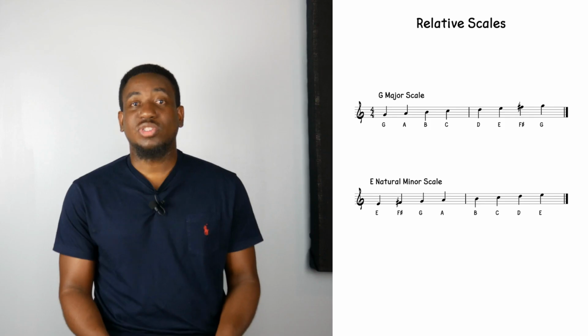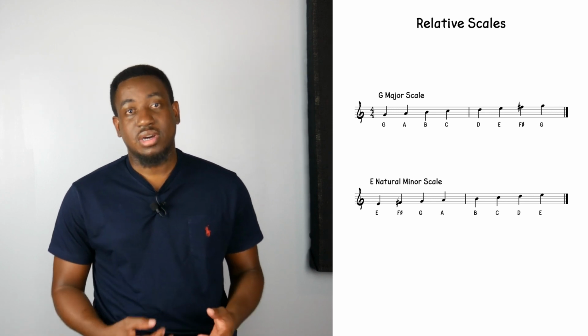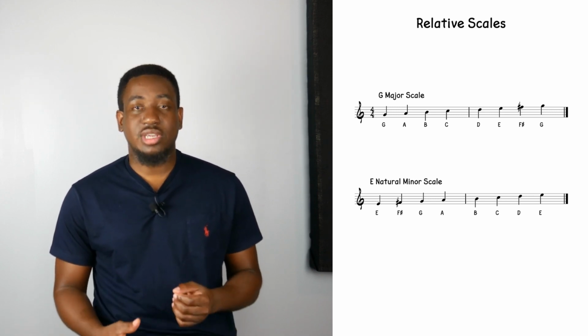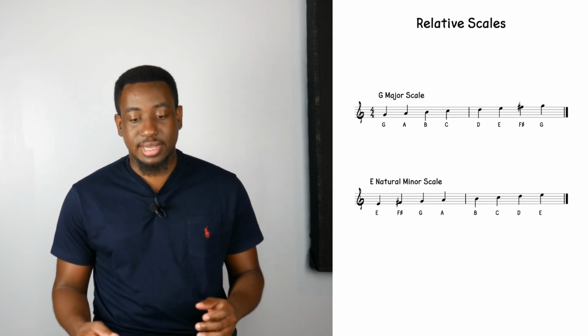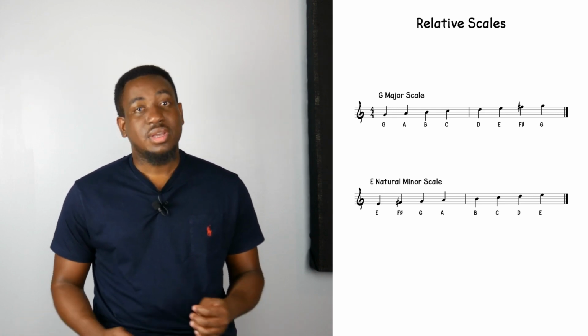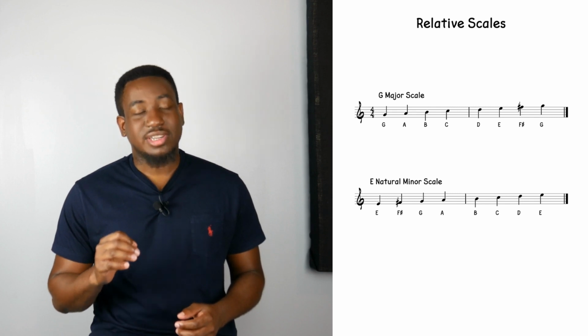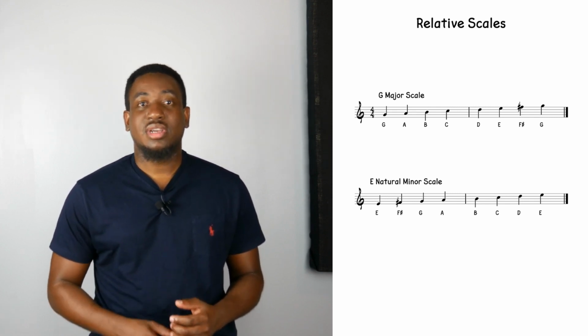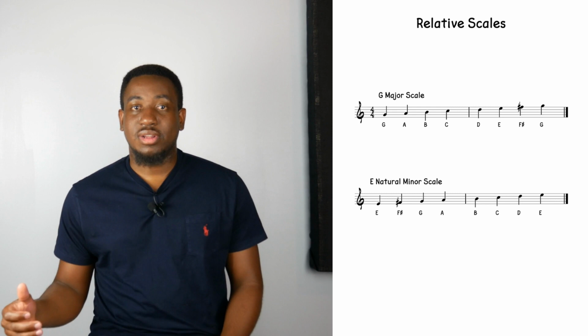So for example, if you are playing the G major scale, to find the relative minor for G major, you need to go down a minor third, and that minor third will be E. So you'll be playing the E minor scale. The notes of the E natural minor scale are E, F sharp, G, A, B, C, D, and E. So those notes are the same exact notes as the G major scale.